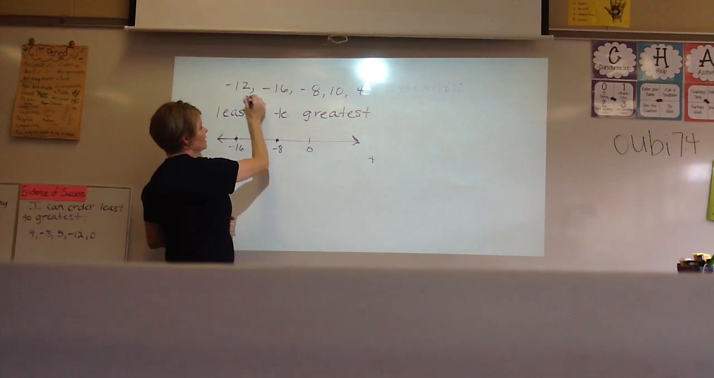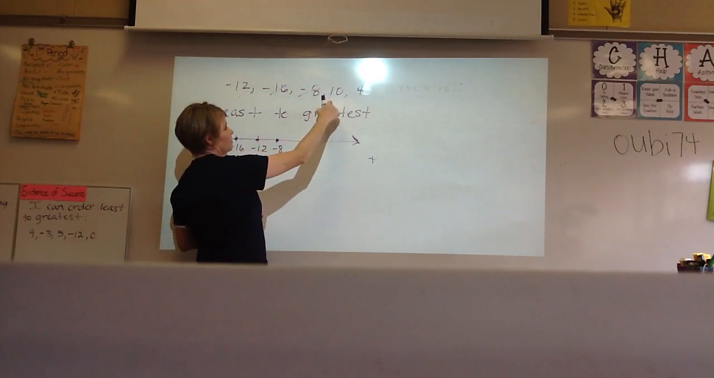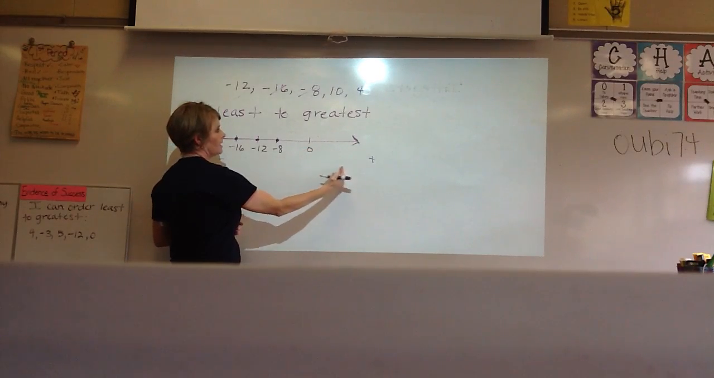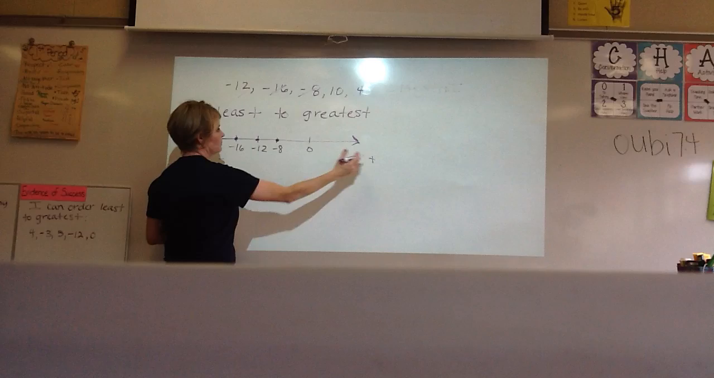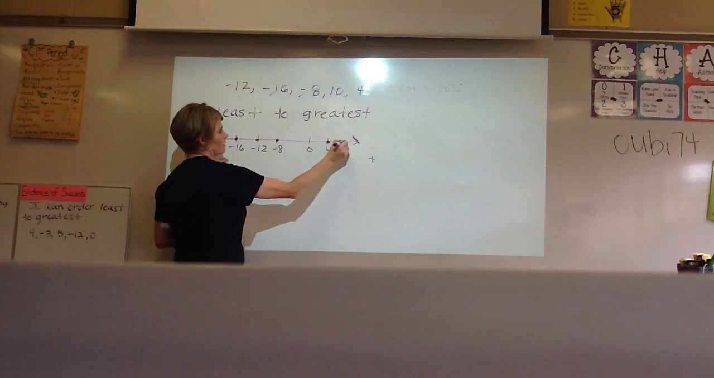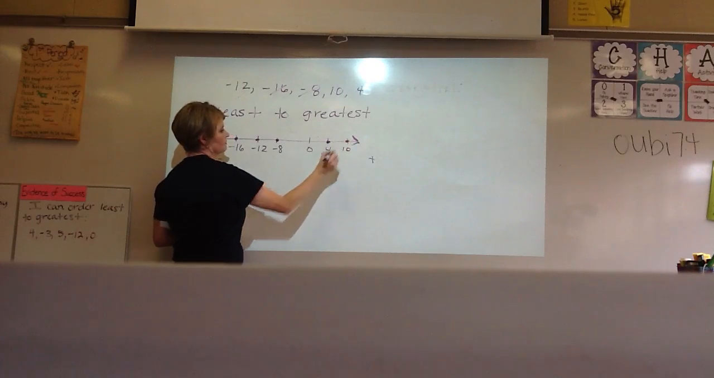Now I've done the negative numbers. Now I'm looking at my positive numbers. Starting at 0, the numbers get bigger. Well, they still get bigger the whole time. And so then 4 would come next, and then 10 would come next.